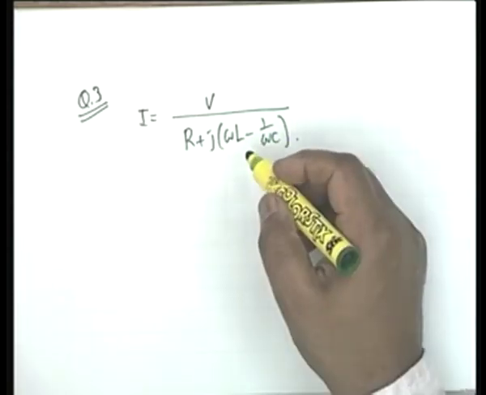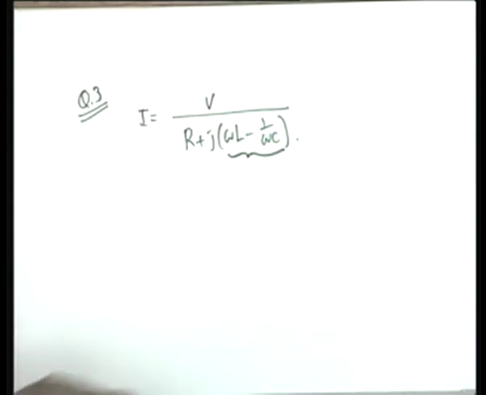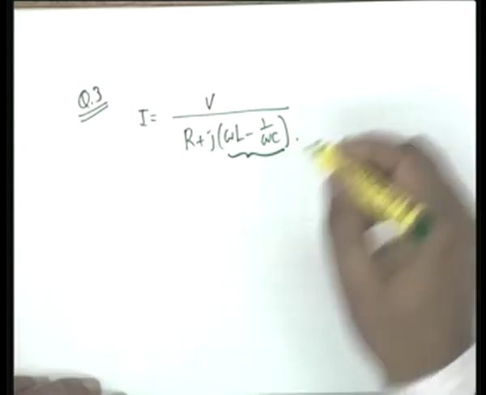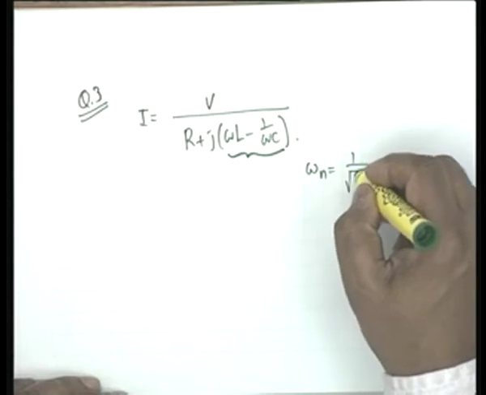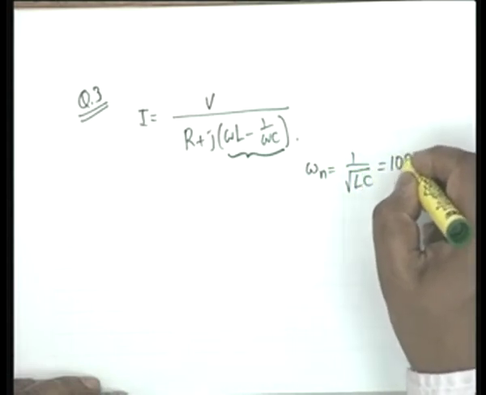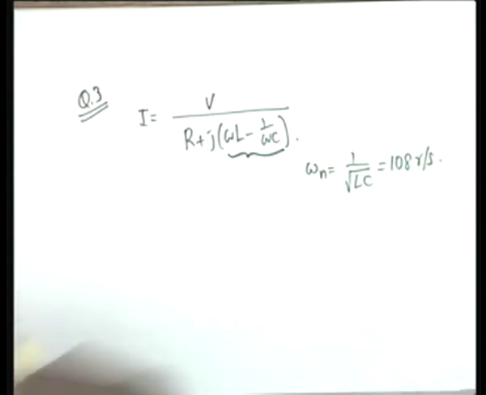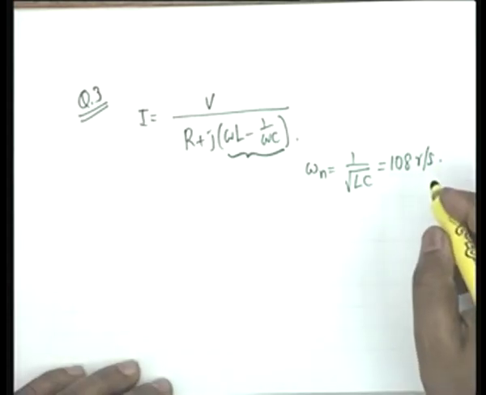Obviously, the current shall attain a maximum value when the reactive part is 0, and therefore what is given is omega n, 1 by square root of LC, is equal to 10^8 radians per second. Those of you who multiplied this by 2 pi made an unpardonable offense. It is given in radians per second, so why should you multiply by 2 pi? So, omega n is given.